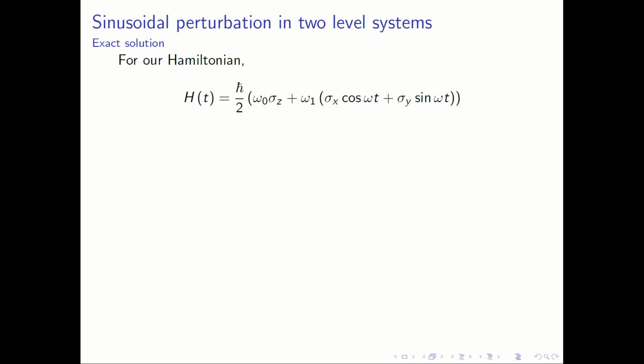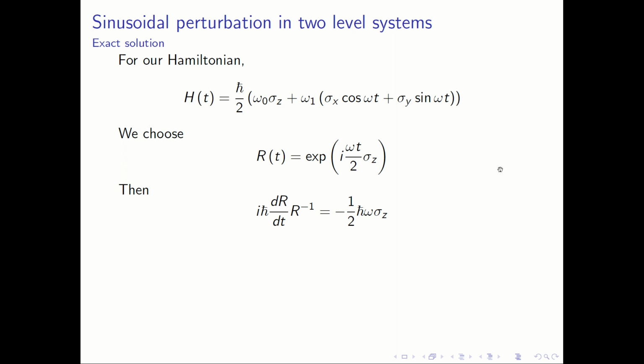So given this background, it's natural to choose for R of t an operator which will cause rotations about the z-axis at a rate omega, namely this particular R of t. Now let us see whether actually choosing this R of t helps. Well, we need to calculate H_R, the R picture Hamiltonian for this particular R of t, and for this we need this quantity i h cross dR/dt R inverse.